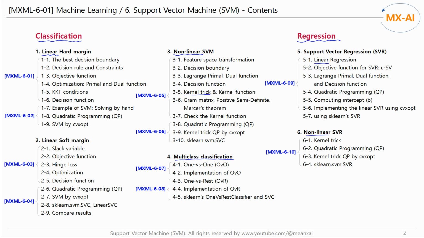When implementing SVM, we use the CVXOPT library to solve the QP problem and calculate the decision function to predict the class of the test data. We will also implement SVM using scikit-learn's SVC and SVR. And let's compare the results of the two methods.